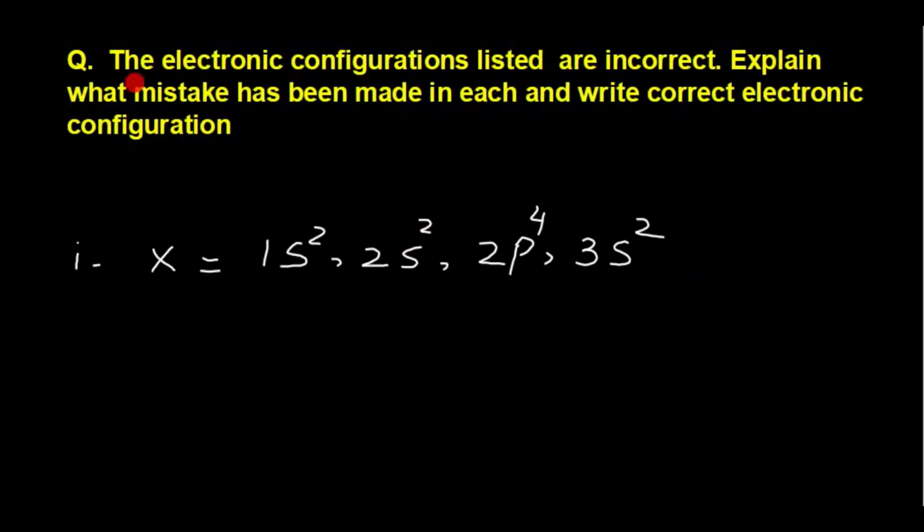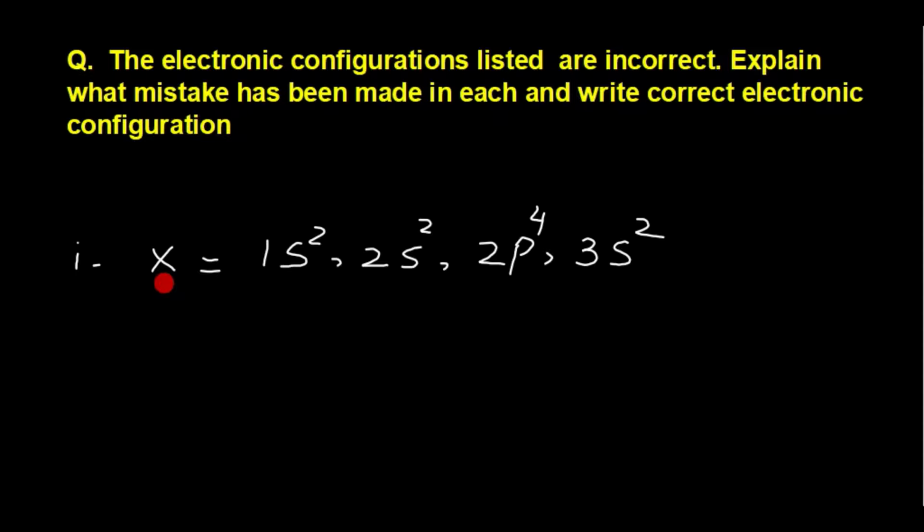Now we will see the next question which is given. The question is, the electronic configurations listed are incorrect. Explain what mistake has been made in each and write correct electronic configuration. Here electronic configurations of some elements are given. We are asked to point out what is the mistake in these electronic configurations, and we are asked to write the correct electronic configuration. Let's start solving the question.